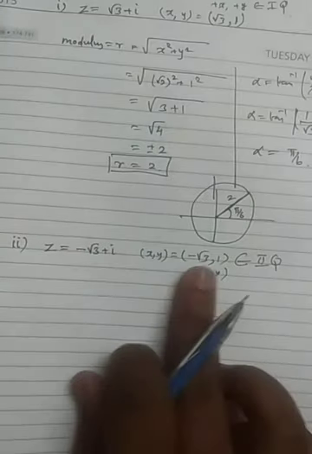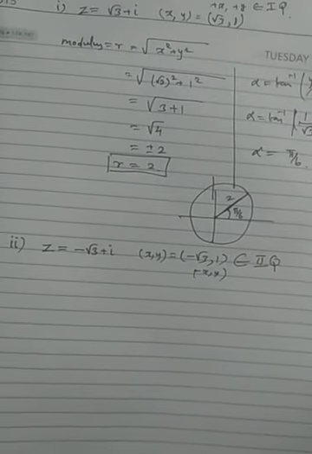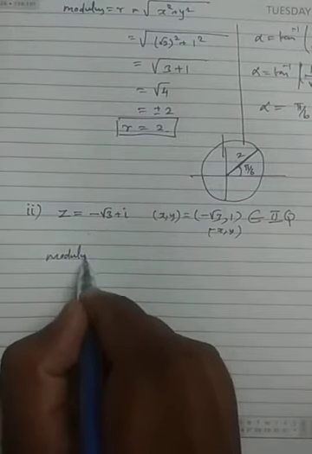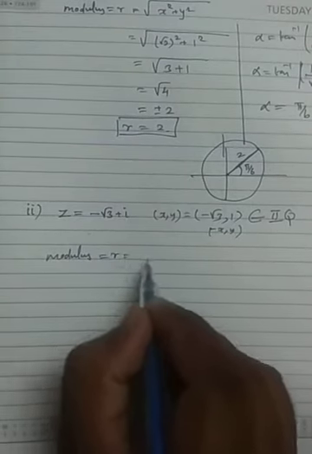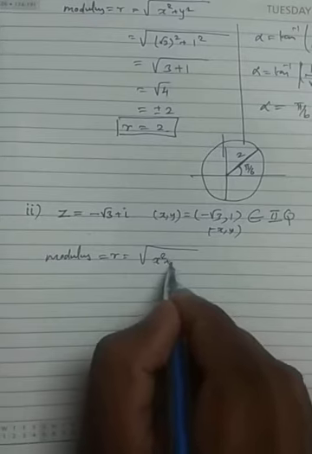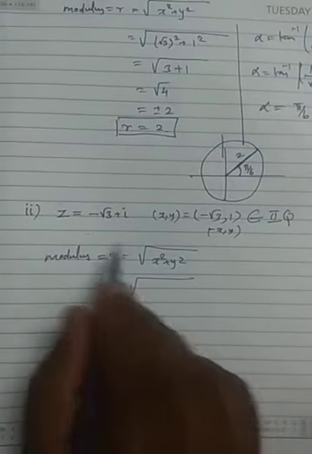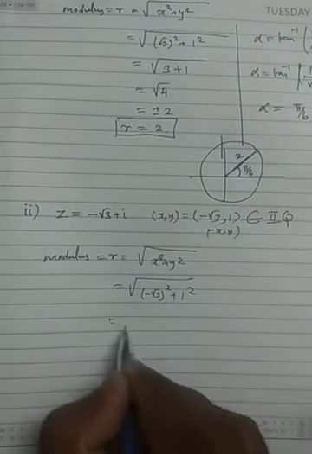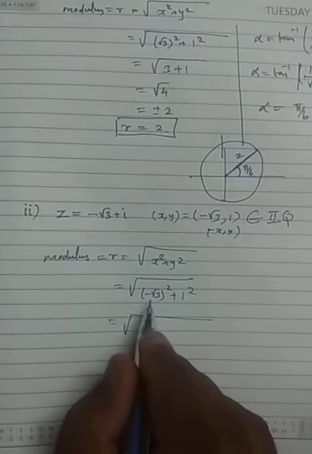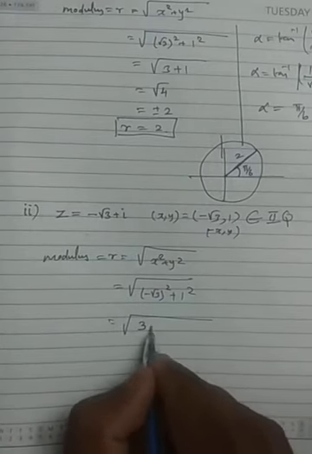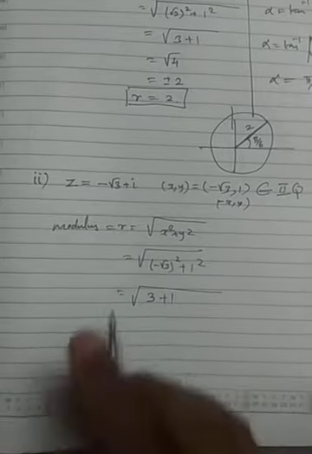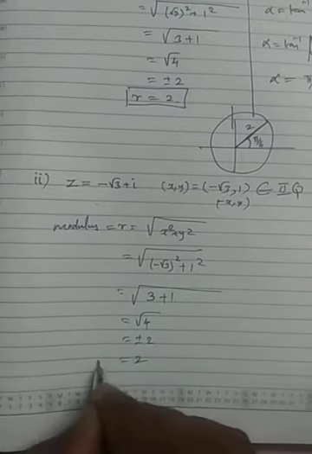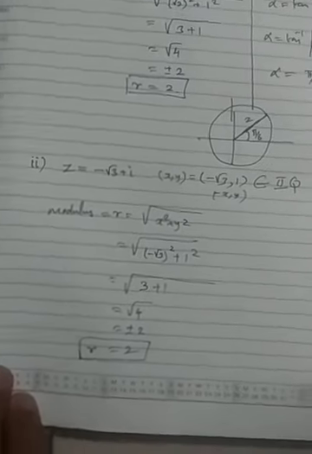Minus root 3 and 1 is there. So minus root 3 and 1. Now again the modulus, the r value, that is square root of x square plus y square. So square root of, x value is minus root 3 whole square plus 1 square. While squaring, minus into minus is plus, root 3 into root 3 is 3, and 1 square is 1, isn't it? Now you add it, and we get root 4, which is plus or minus 2. We need to take the modulus only, so the r value is plus 2, so keep that in mind.